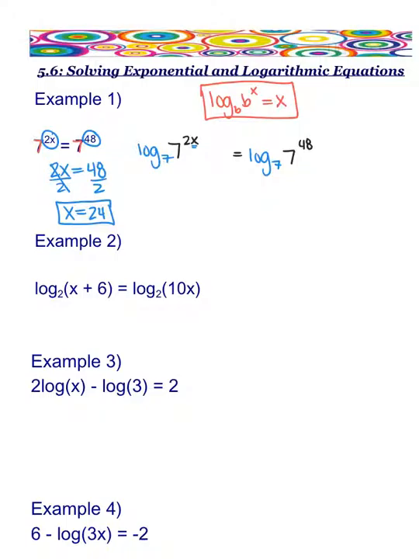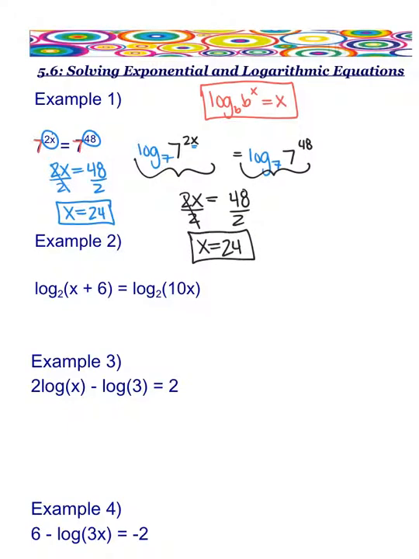When I do that, I can use my property to see that log base 7 of 7 raised to the 2x just simplifies to be 2x. And log base 7 of 7 raised to the 48 just simplifies to be 48. And there I can see I divide by 2 and get the same answer as before, that x is equal to 24. But the property is really unnecessary if we're just using logic, that if I have the same base, then those exponents have to be equal. Let's take a look at the next example.